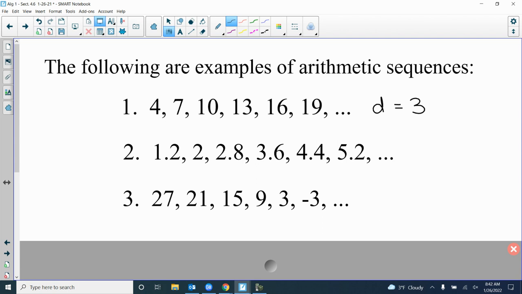So that tells us how far it's going up. All right, the second one: 1.2, 2, 2.8, 3.6, 4.4, 5.2. It's going up by 0.8. Yes, great. So D equals 0.8. Sometimes they're nice whole numbers, sometimes they're not.